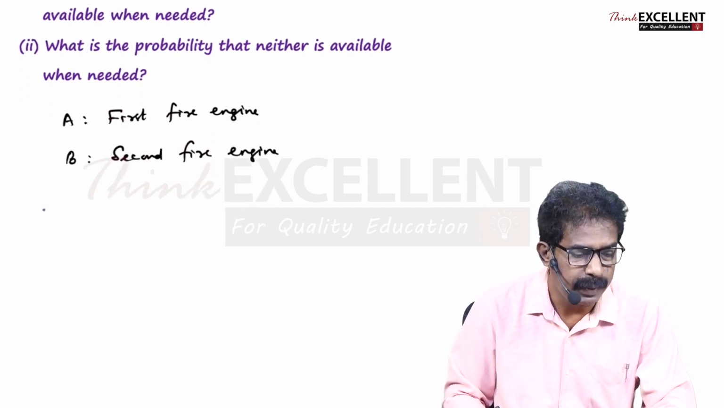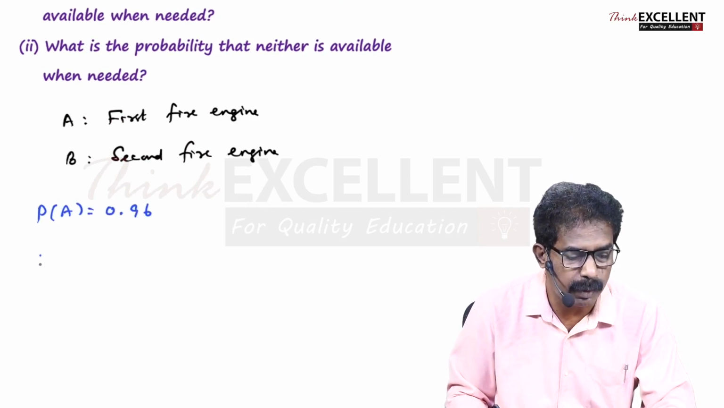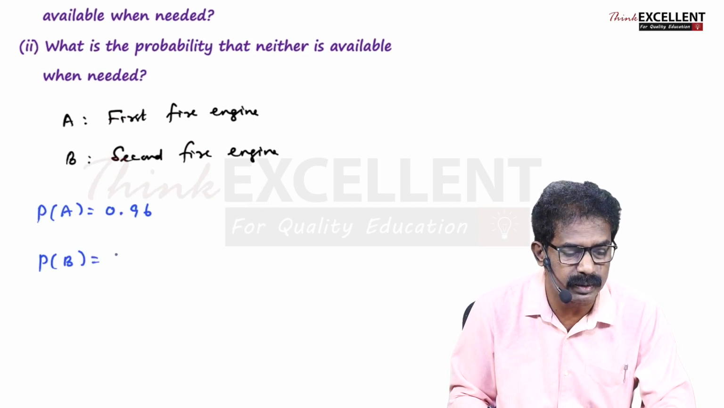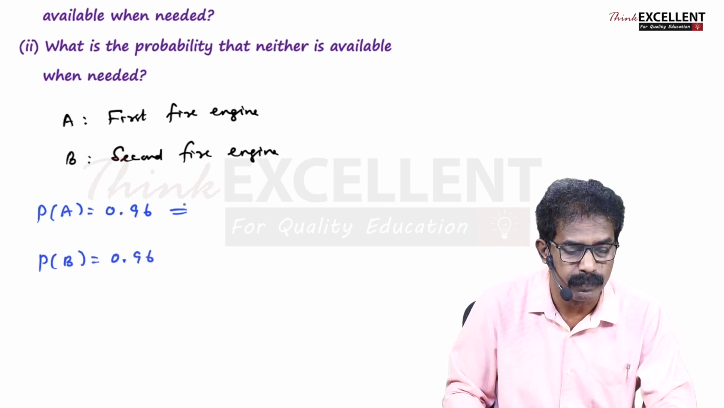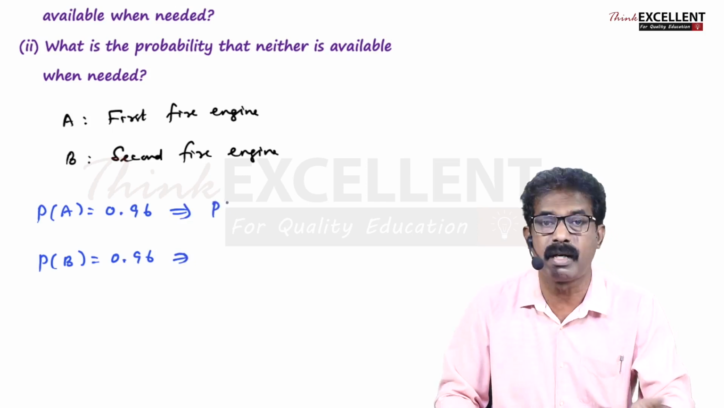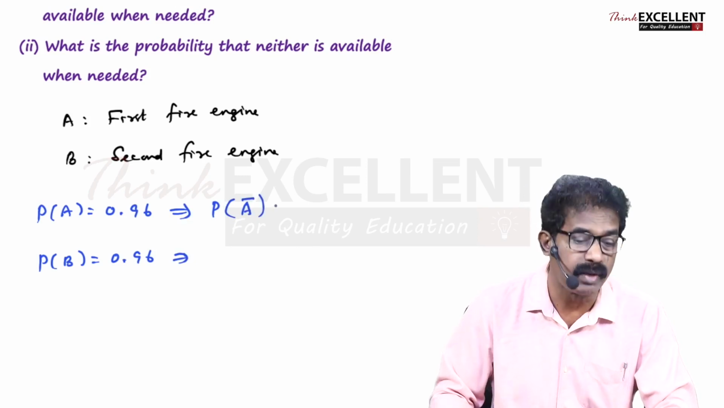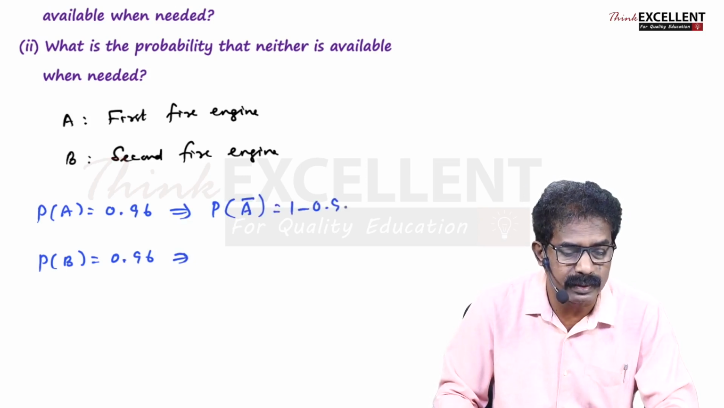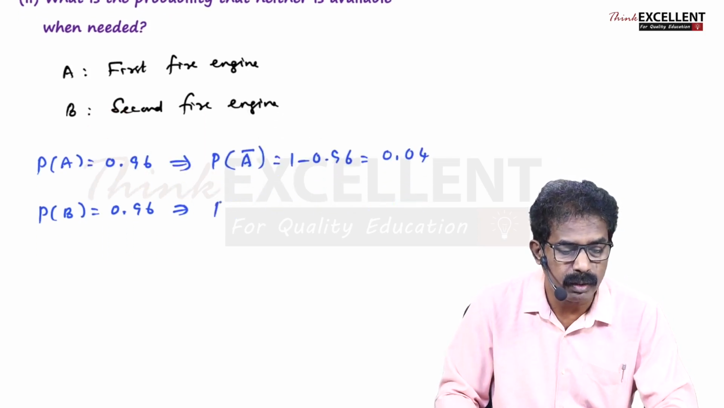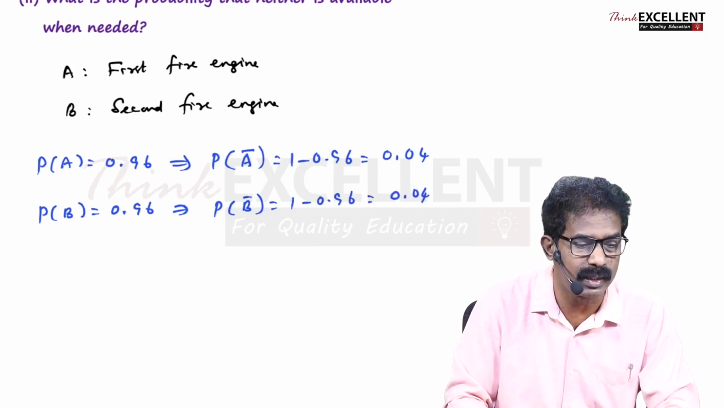So the probability that the first fire engine is available, P of A, is 0.96. The probability that the second fire engine is available is also 0.96. Now you can find not available. The probability that the first fire engine is not available is P of A bar, 1 minus 0.96, which gives 0.04. In the same way, from P of B you can find P of B bar, 1 minus 0.96, so that is also 0.04. Okay, now let us see what they asked.